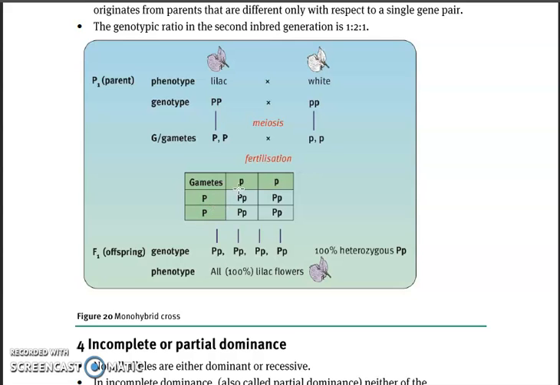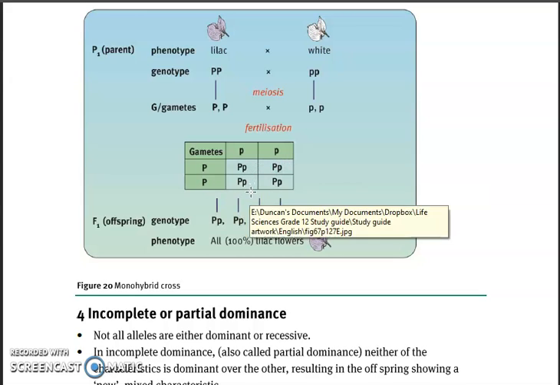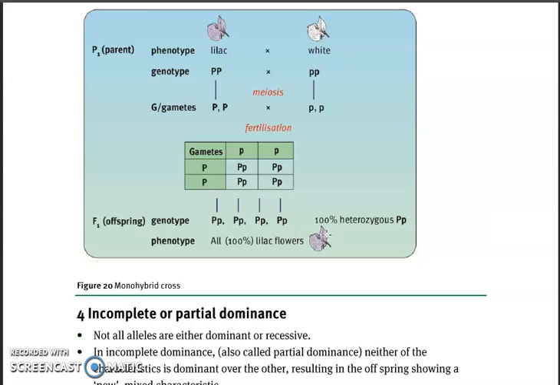This is your lilac flower, this is your white flower. So your capital P and your little p. Capital P from your lilac flower, little p from your white flower. So there's 4 different possibilities here, and as you can see, they all look basically the same. Our F1 generation, which is our offspring, have a genotype possibility. Capital P, little p, capital P, little p, capital P, little p, capital P, little p.